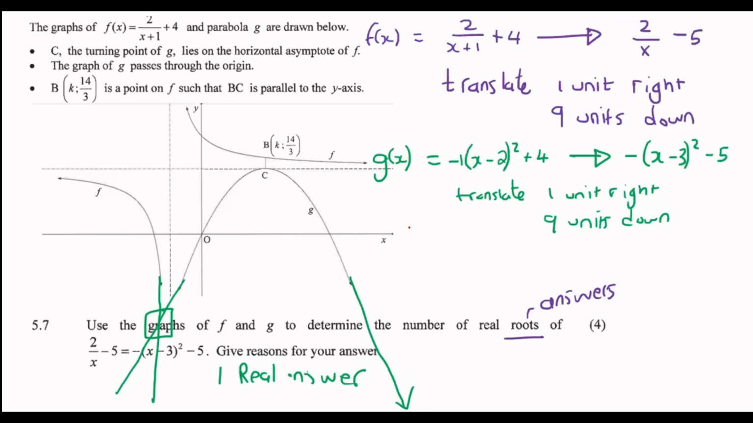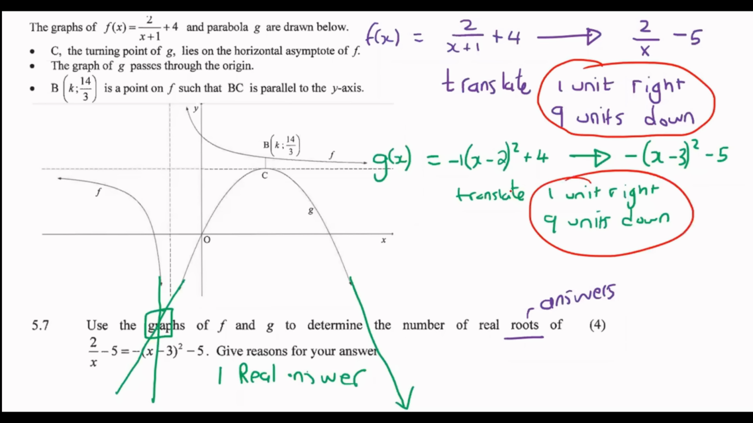I hope that makes sense, that because both of the graphs are going 1 unit to the right and 9 units down, that does the same thing. So we don't have to redraw them, or do anything. We can just look at the originals, because if you're moving both of the graphs in the same way, it almost cancels out. So you can just look at the original graphs and see how many times they cut.